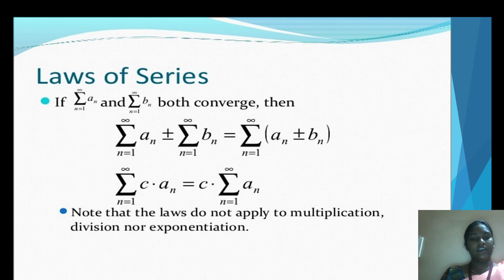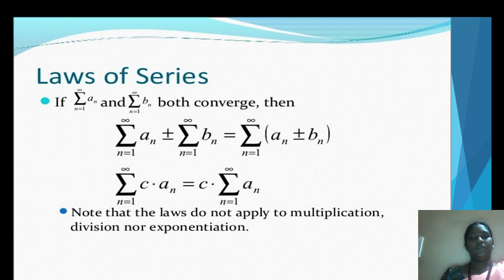If it is scalar multiplication, if you multiply any series, summation n equals 1 to infinity of a_n, by any scalar value c, that results in c times summation n runs from 1 to infinity of a_n. This also gives you the exact value. If the series is convergent or divergent, both will converge and both will diverge.